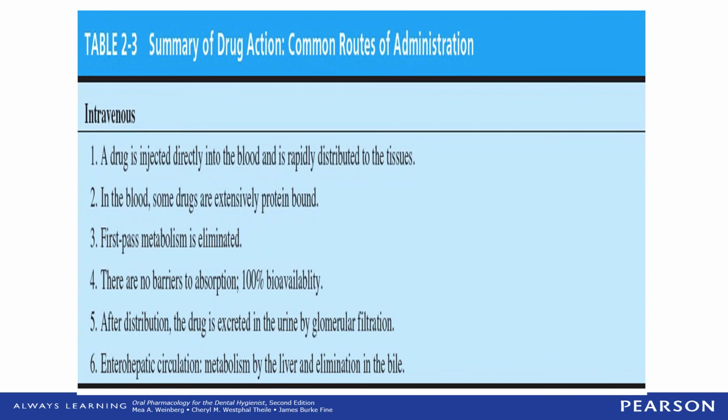Table 2.3 shows a summary of the different drug actions for common routes of administration. IV: the drug is injected directly in the blood and is rapidly distributed to the tissue. In the blood, some drugs are extensively protein-bound. The first pass metabolism is eliminated, therefore there are no barriers to absorption. 100% of these drugs are bioavailable. After distribution, the drug is excreted in the urine by glomerular filtration. Enterohepatic circulation, metabolized by the liver, and it can also be eliminated in the bile.